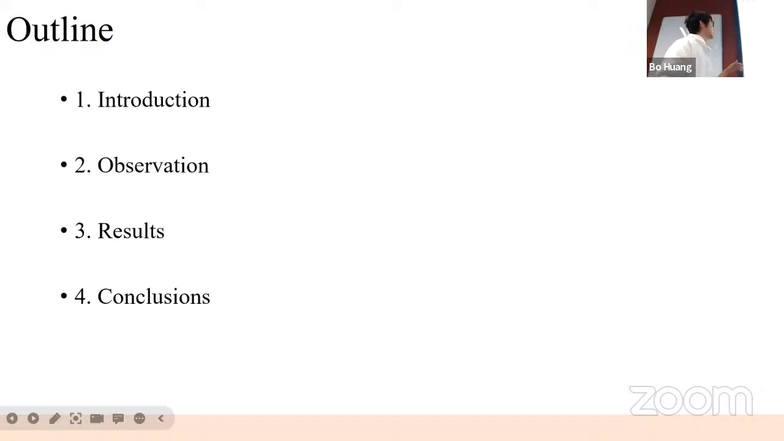I will follow the outline. First I will give an introduction to the star formation background, and then some mechanisms related to this work. Then I will briefly introduce the ALMA observation and data reduction. The results and conclusions will be given at the end.